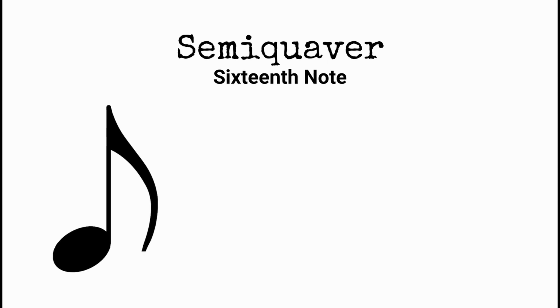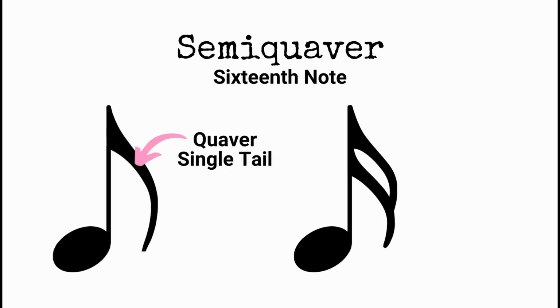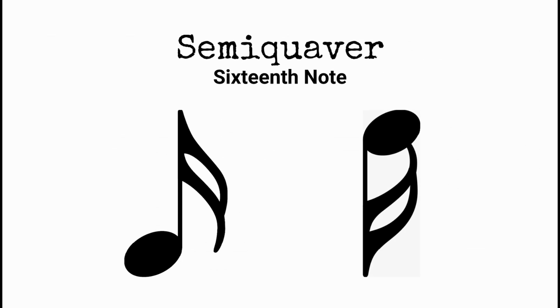A semiquaver, also called a 16th note, looks like a quaver, also known as an 8th note, but has an additional tail. As with the quaver, the semiquaver's stem may point up or down, and the tail always points towards the right. If it makes it easier, remember the tail always points in the direction you read the music.